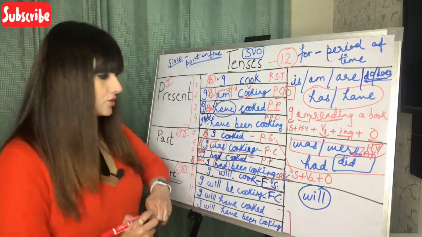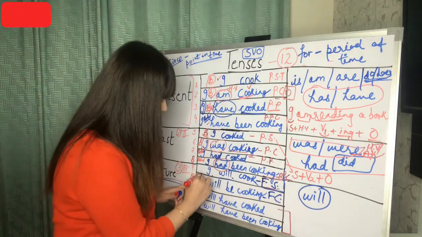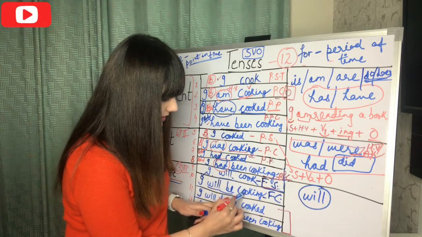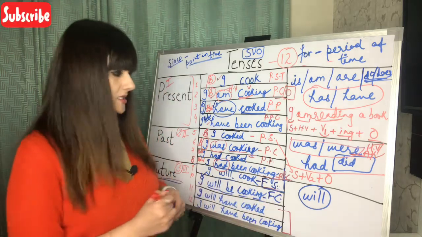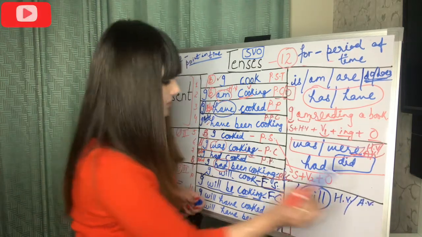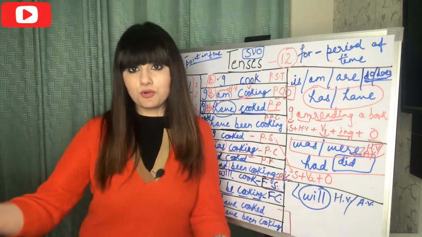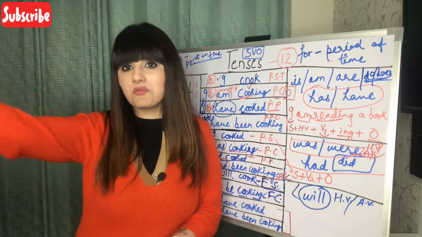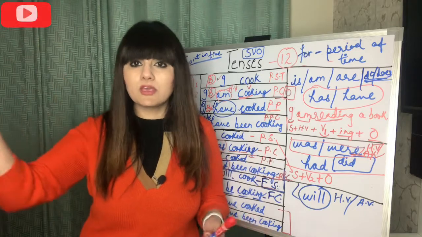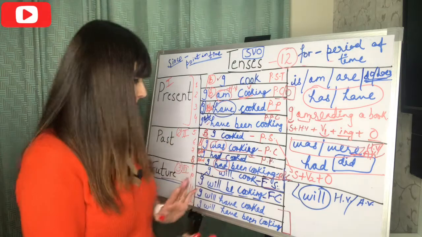So when you're talking about our future continuous tense, here I have to use my subject. The helping verb is going to be will plus be, the first form of the verb, then your ing. So will is going to be your helping verb, or you could say your auxiliary verb. So I'll be cooking. I'll be cooking tomorrow. I'm talking about tomorrow, maybe at that time, I'll be cooking. I'm talking about the future. Then you could say this sentence.